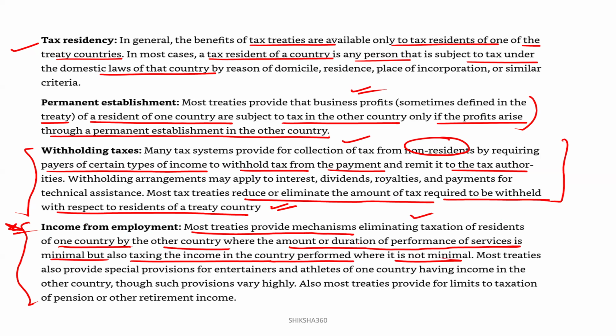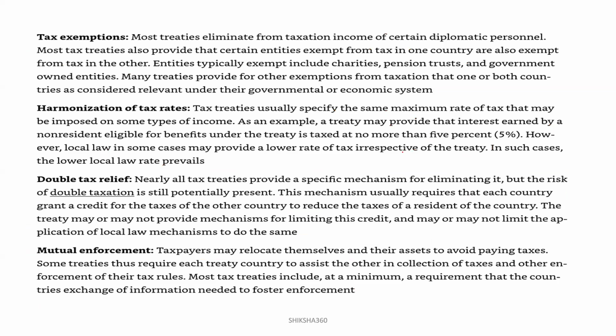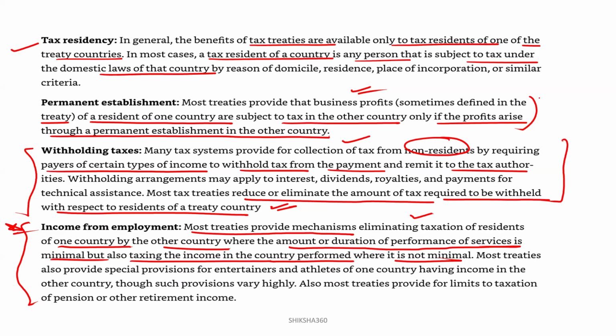Okay. So most treaties also provide special provisions for the entertainers and athletes of one country having income in the other country, though such provisions vary highly. Also, most treaties provide for limits to the taxation of pension or other retirement income. Okay, like you are earning money from the other country in the form of a gift. Clear? So whether that money will be taxable in your country or not depends upon the guidelines.